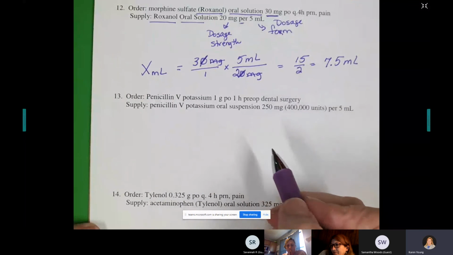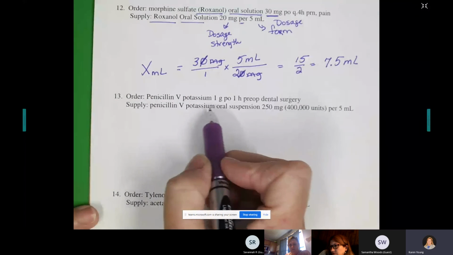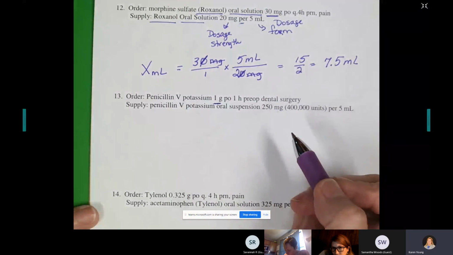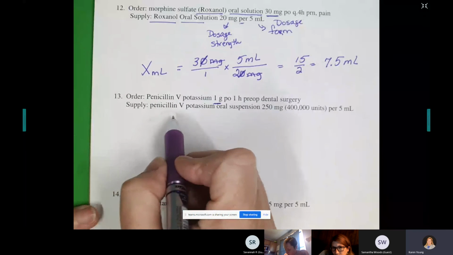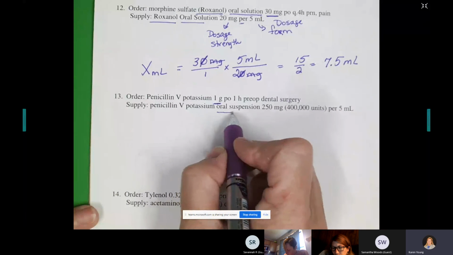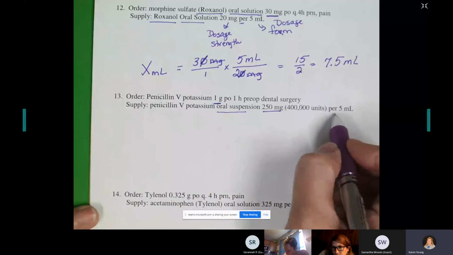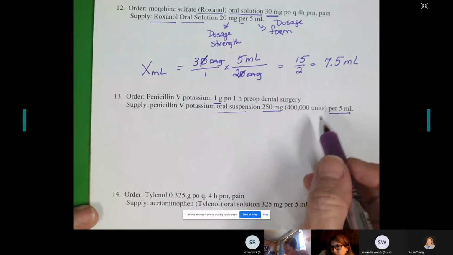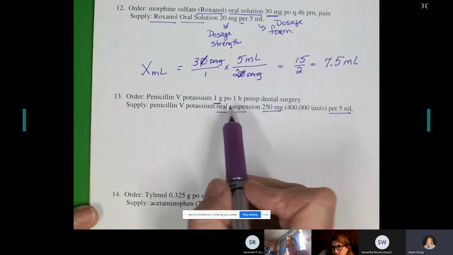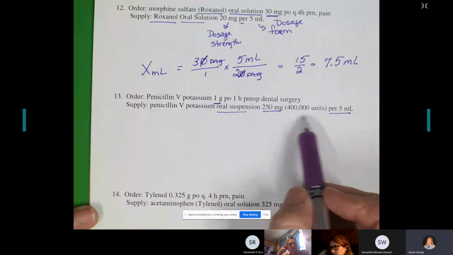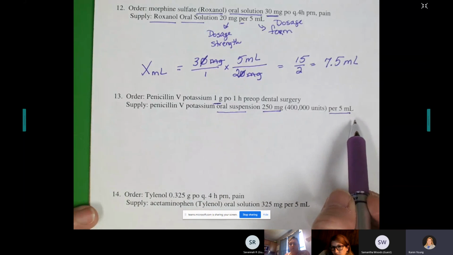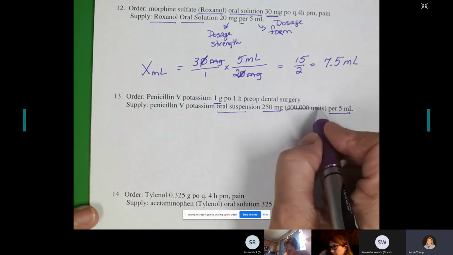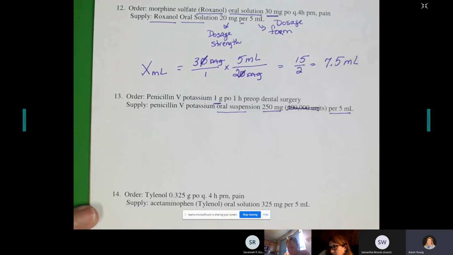All right, if we look at number 13, I have penicillin V potassium, 1 gram by mouth 1 hour before pre-op dental surgery. And then the supply again is penicillin V potassium. It's an oral suspension. It's 250 milligrams per 5 milliliters. Sometimes penicillin is ordered in units, so many thousand units. If the doctor had ordered 1,000 units, I would use the 400,000 units per 5 milliliters. But since he ordered grams, I'm going to use the 250 milligrams and not worry about the 400,000 units. Again, that's equivalent measures.